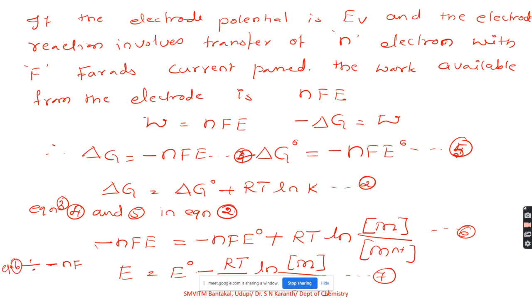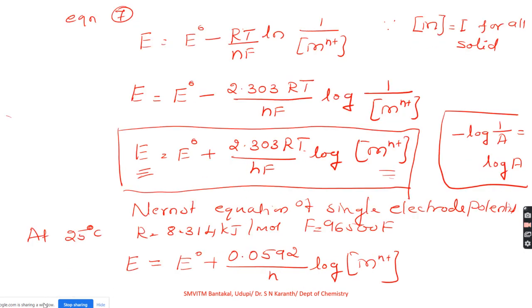We can write E is equal to E naught minus RT by nF ln concentration of M by concentration of Mn plus. Converting it into log base 10 using 2.303, we can write E is equal to E naught minus 2.303 RT by nF log 1 by concentration of Mn plus. So the final electrode potential can be represented as E is equal to E naught plus 2.303 RT by nF log concentration of Mn plus. This is what we call the Nernst equation.